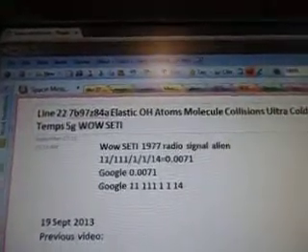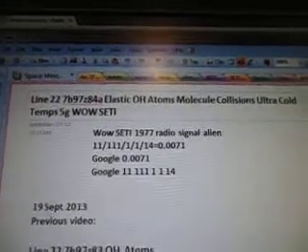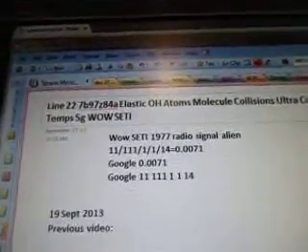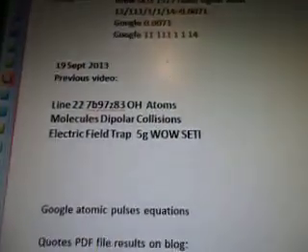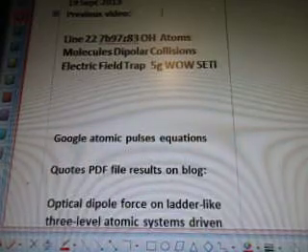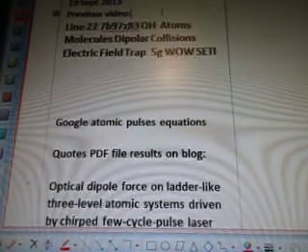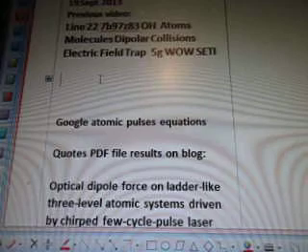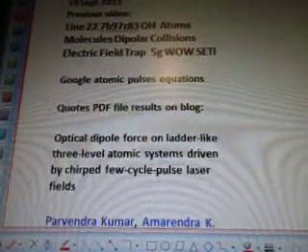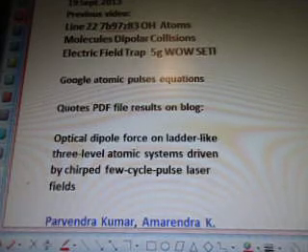7b97z84a elastic OH atoms molecule collisions ultra-cold temps 5G Wow Seti. Actually, yeah. So there's the alien radio signal, September 19, 2013. Previous video was line 22 7b97z83 OH atoms molecules dipolar collisions electric field trap 5G Wow Seti. This is about experimental techniques for cooling cold OH molecules to ultra-cold temperatures.